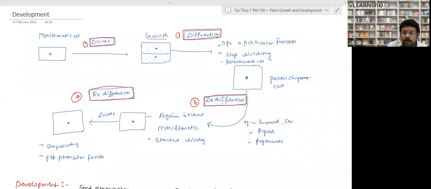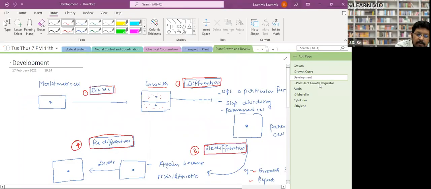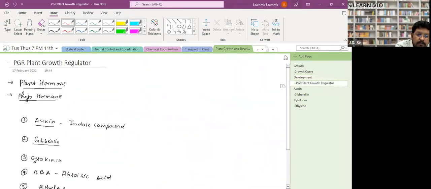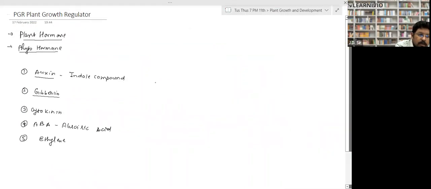Now come to the part of phytohormones, means plant hormones. Plant hormones are also known as phytohormones. In case you are not getting any points, please let me know and I'll repeat. There are five types of hormones: auxin, gibberellin, cytokinin, abscisic acid, and ethylene, right? So start noting down.